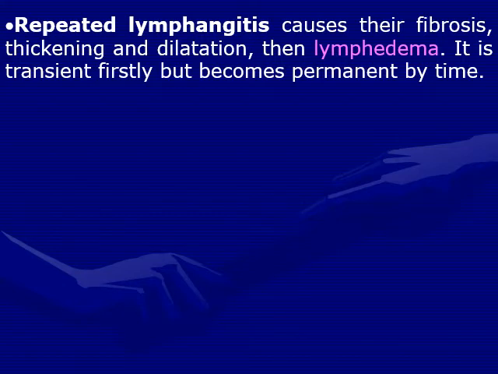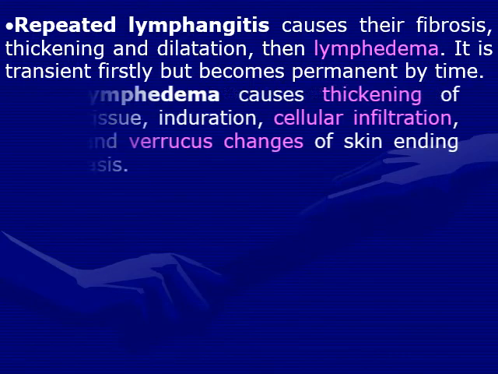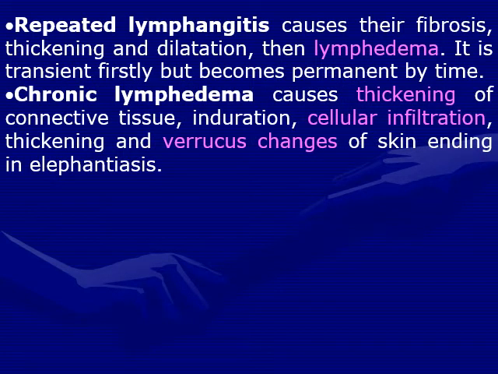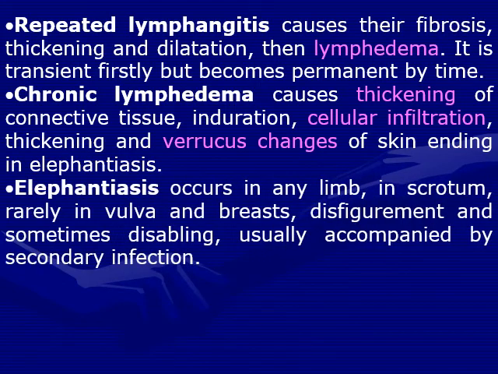Repeated lymphangitis causes fibrosis of these lymphatics, thickening and dilatation, then occurrence of lymphedema due to their obliteration. It is transient at first, but becomes permanent with time. Chronic lymphedema causes thickening of connective tissue, induration, cellular infiltration, thickening, and verrucous changes of skin, ending in elephantiasis, where the skin looks like the skin of an elephant.